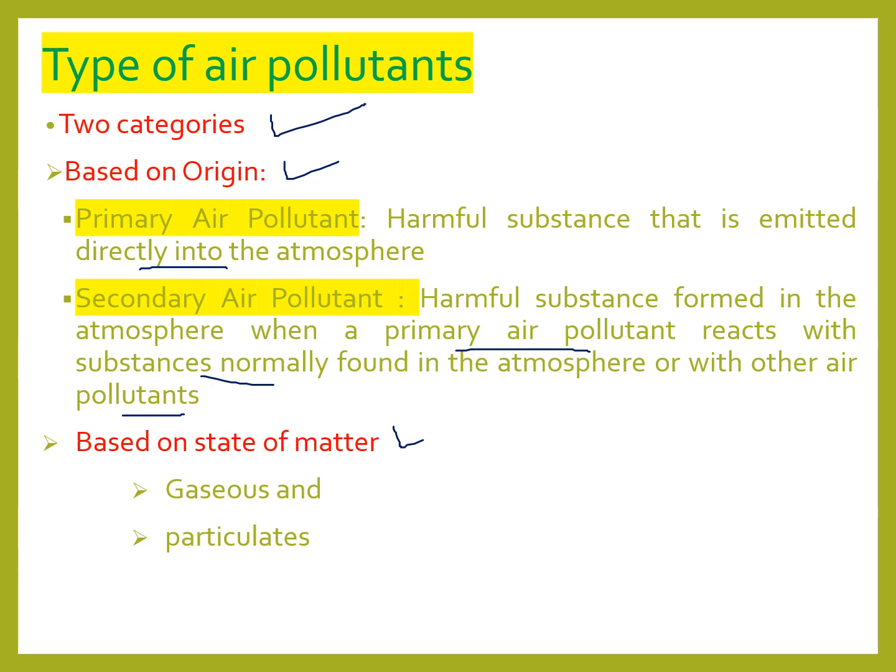Next is based on state of matter. So basically there are two types of state of matter that result in air pollutants. One is the gaseous state, so all the gaseous pollutants. Second is particulates. Generally this particulate pollution is suspended matter which is found in the environment.